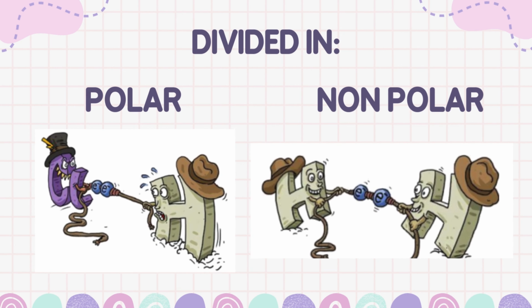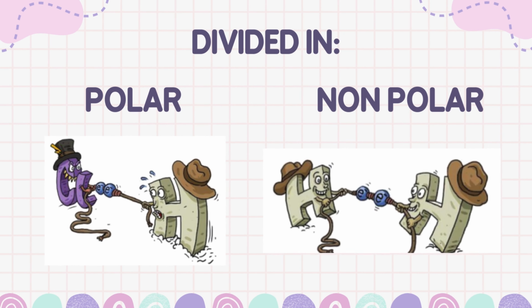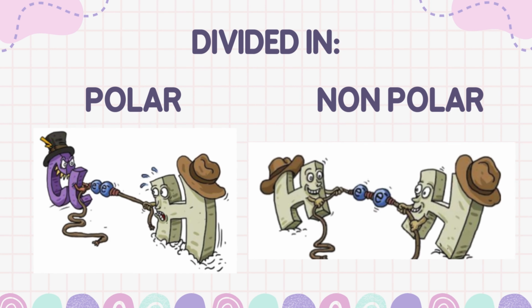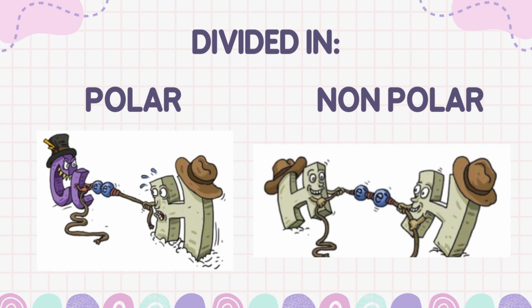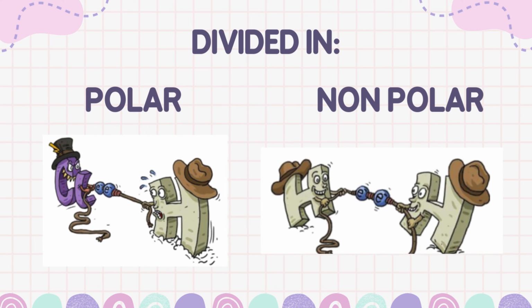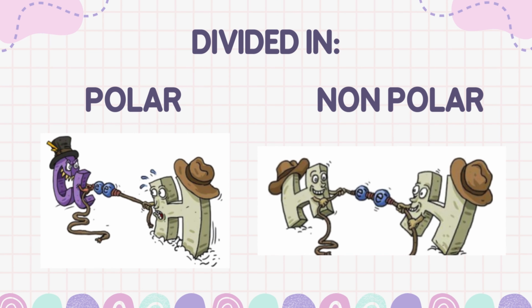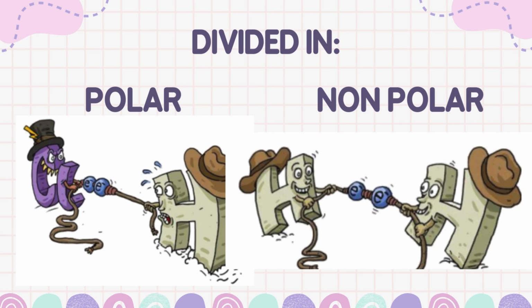And the covalent bonds can be polar, that is, between different atoms, where the shared electrons are attracted more to one atom than to the other, and non-polar, that is, between equal atoms, where electrons are shared equally.